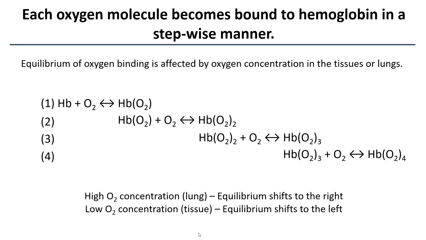So the binding of oxygen to hemoglobin is 4 different binding events that are in equilibrium with each other. And the equilibrium of oxygen binding is affected by the oxygen concentration in the tissues or in the lungs. So when there's high oxygen concentration, equilibrium will shift to the right, where all 4 of the hemoglobin monomers or subunits are bound to an oxygen molecule. As oxygen concentration drops, so if oxygen concentration is low on this side, that shifts the equilibrium back towards this end of the equation, where hemoglobin is not bound to oxygen.